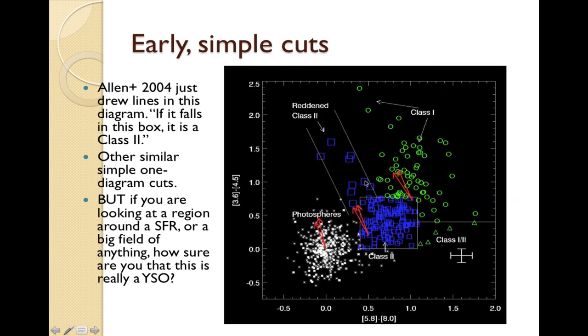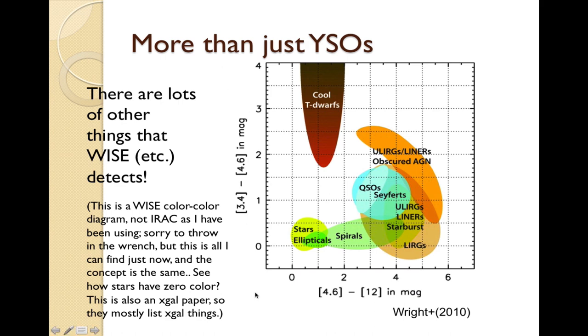So these were the earliest simple cuts that they did. Here's a plot that I showed you earlier, 3.6 minus 4.5 versus 5.8 minus 8, and they were just marking out regions of this particular diagram. But it turns out that there's lots of things that could be young stars and could not be. So this is, sorry to change satellites on you, this is now WISE, but this is where I got this cool figure. 3.4 minus 4.6 in magnitudes versus 4.6 minus 12. And this comes from a paper where they were looking at specific kinds of galaxies and T-dwarfs. So again, the stars are going to be down here where there's no color, but then you have elliptical galaxies, spiral galaxies, all these other kinds of galaxies, and look, they're red in both bands, just like young stars are.